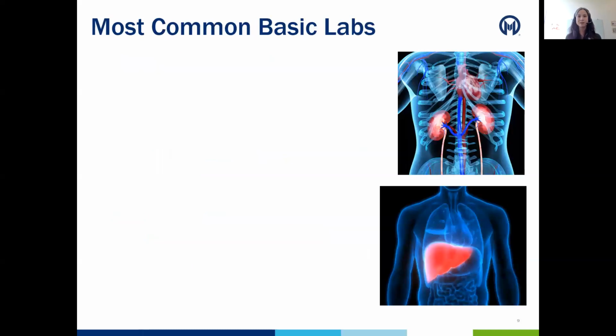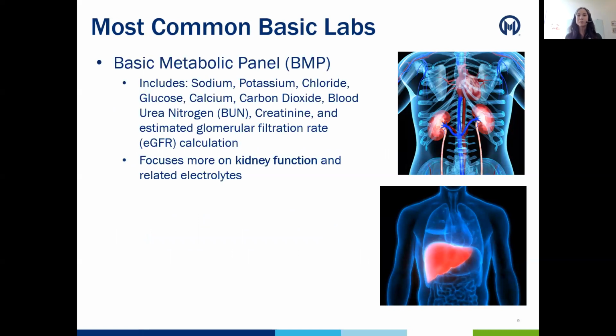Starting with the most common basic labs that we typically get, a basic metabolic panel, or BMP, focuses really on the kidney function and the electrolytes related to the kidneys. So it includes things like sodium, potassium, glucose, calcium, also particularly blood urea nitrogen, or BUN, and also creatinine. And they can use this blood test to calculate an estimated glomerular filtration rate, or eGFR calculation. And that helps to give an estimate on your specific kidney function.